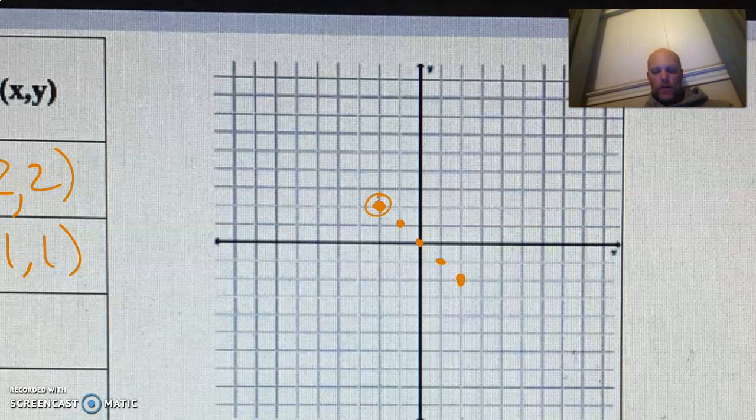So from here, to find the next one, we go over 1, up 1. See how that works? Anyways, that should be it. So we could actually use any of those that we wanted to there. There you go. And that's pretty close.